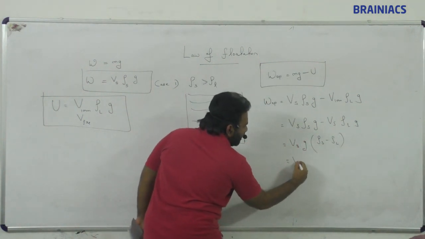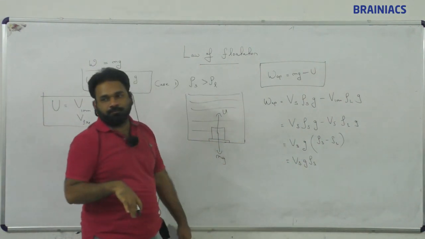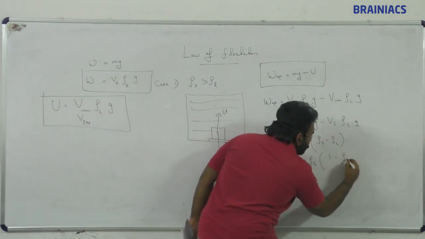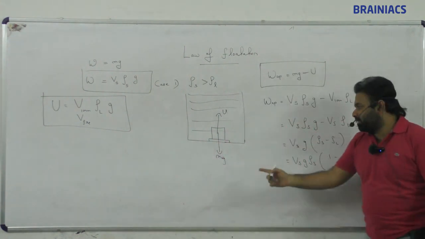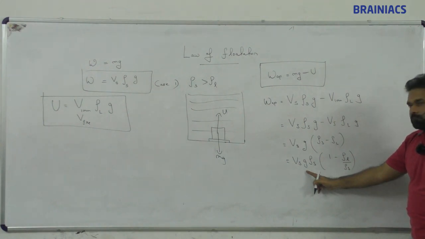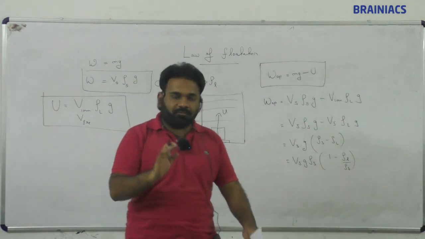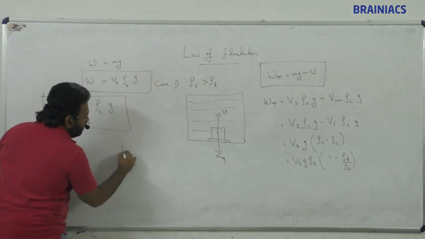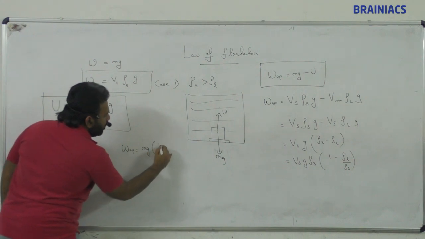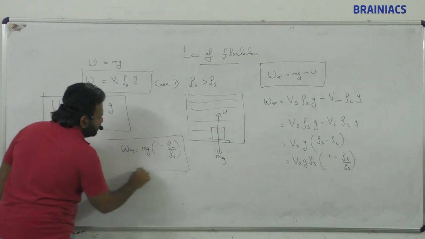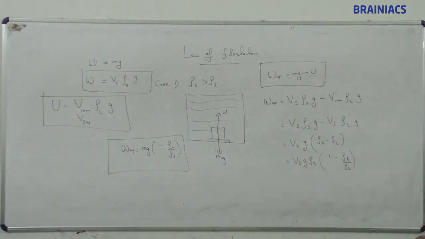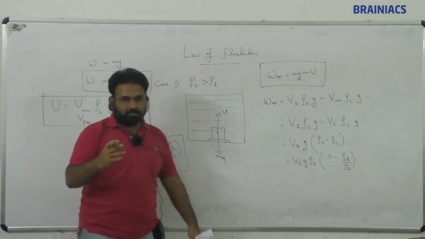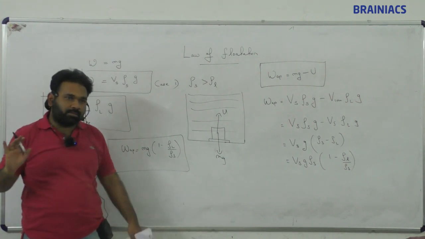Okay. Now if I take Vs and g into rho S, if I take rho S out, I will be getting 1 minus rho L by rho S. Children, what is this? Weight. This is weight, just mg. So suppose they don't give volume and all, if they simply give weight, easily we will be able to find the answer. Apparent weight is nothing but mg into 1 minus rho L by rho S. Remember this. Density of liquid, density of solid also we know, weight is known. Just apply this formula, get the answer. Clear?